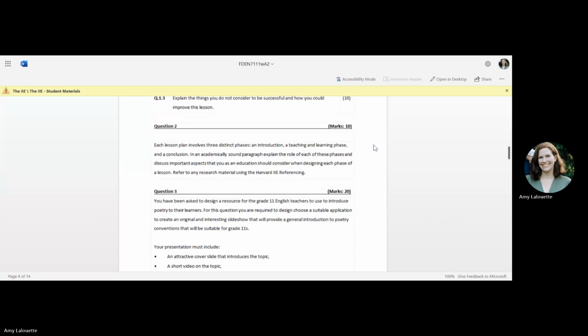Question number 2. Each lesson plan involves 3 distinct phases: an introduction, a teaching and learning phase, and a conclusion. In an academically sound paragraph, explain the role of each of these phases and discuss important aspects that you as an educator should consider when designing each phase of a lesson. Refer to any research material using the Harvard IIE referencing system.